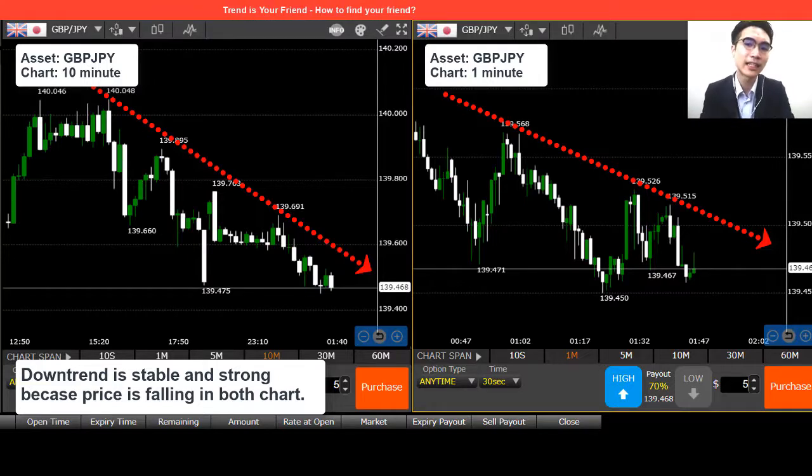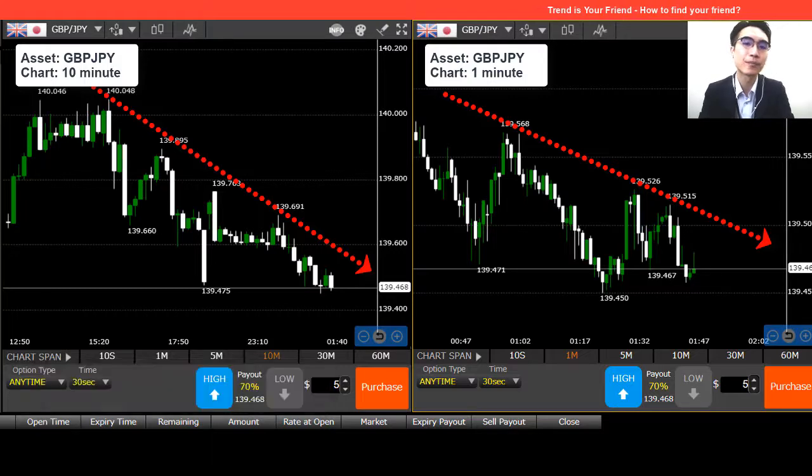So by looking at these two charts here, we know that this might be a good timing for us to open a low position to aim for profit because the price is falling overall. So it's pretty simple. The theory is really simple. So this is how it works when we use multiple charts under different time frames.